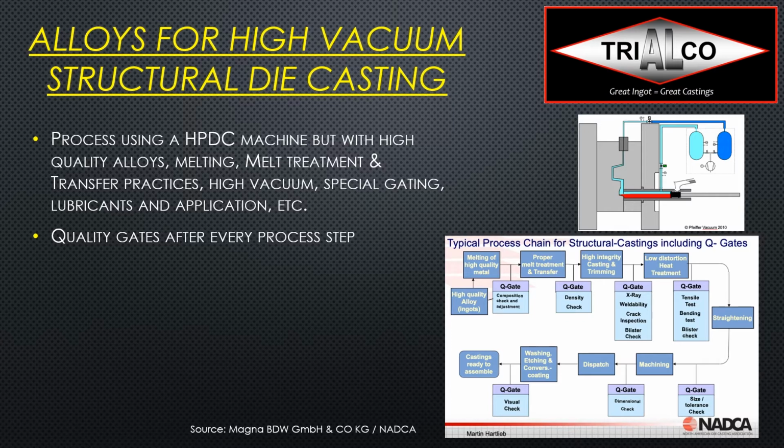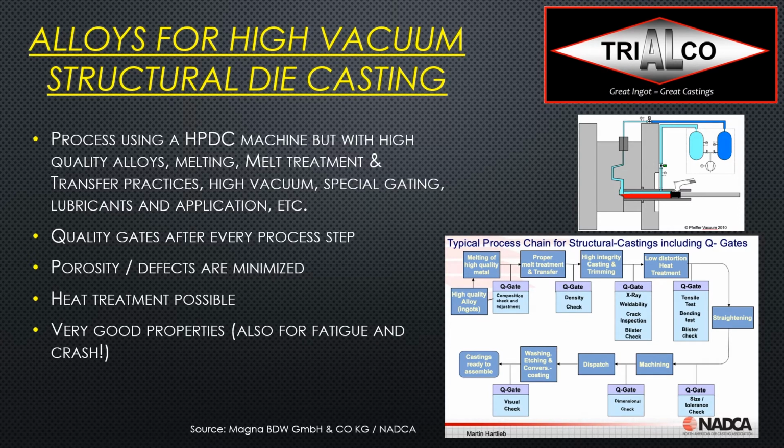So I need a spectrometer, I need maybe K-mold test, I need hydrogen measurement and density test, and I will do X-ray. Maybe I do weldability checks and crack inspection, and then I can now heat treat the parts, and then I do tensile testing and all these things. So I will have quality gates after every process step. My porosity and my defects are now really minimized. I can heat treat and weld it, and I can get very good properties. Also in terms of fatigue and crash, because the skin effect is still there, and now I don't have Swiss cheese between my very sound skins.